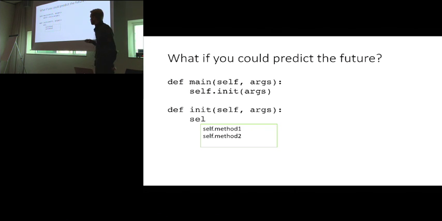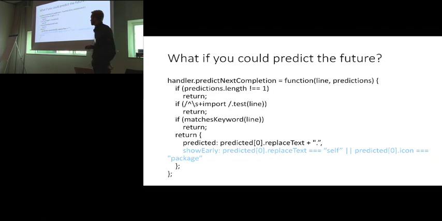Right. So one thing you can do with this is actually show this to the user. So when they're typing this SEL, it's great if you have a computer program that says self, but it's even better if you can actually already show the self of method one and method two. So you can actually improve the experience also with this information.